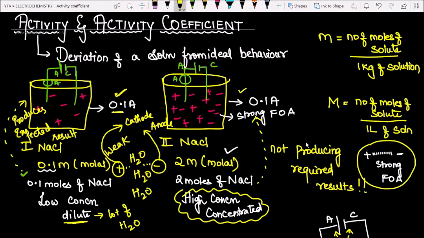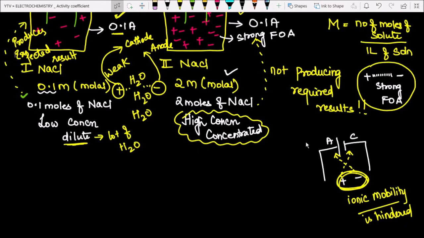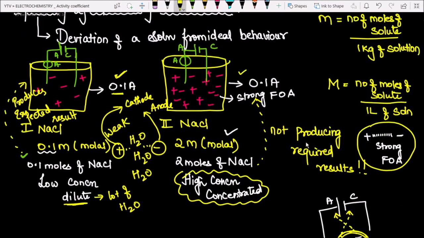How can we differentiate it? Let's take the second case. In the second case, we have 2 moles of NaCl, which should produce a lot of current, but it is producing only 0.1 ampere. Then what can I tell you? I can tell that 2 moles of NaCl is actually behaving like 0.1 moles. Why? Because 0.1 moles is also producing the same current. A 2 molar solution is also producing the same current.